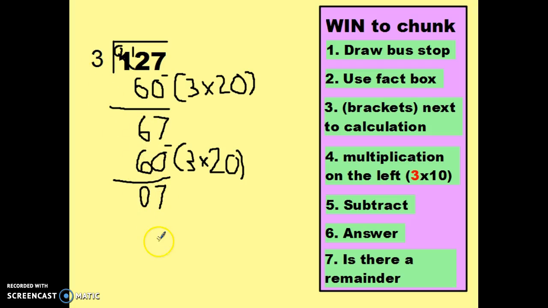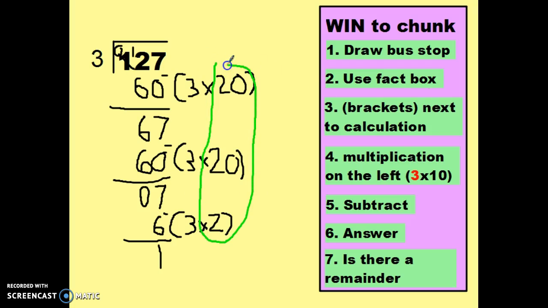Can 3 fit into 7? Yes, it can. We know from our times tables that 3 times 2 equals 6. Subtract. 7 take away 6 is 1. Is there a remainder? Yes, there is. It's 1. I take my pen and I circle all the ones on the right hand side and then add them together. 20 add 20 is 40, add 2 is 42. And then I must remember my remainder, which is down here.